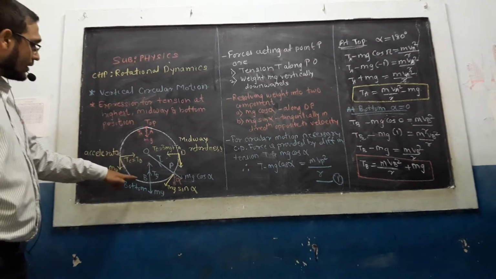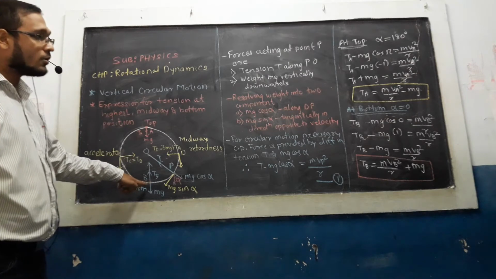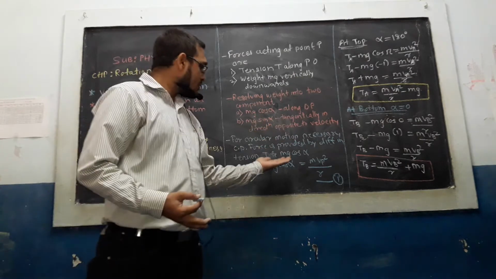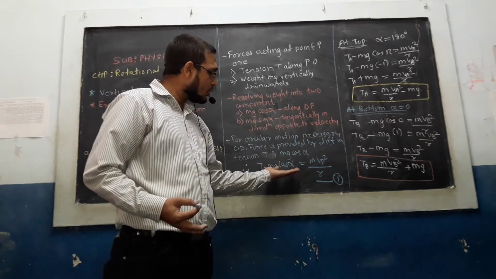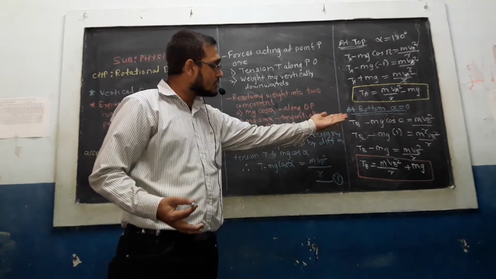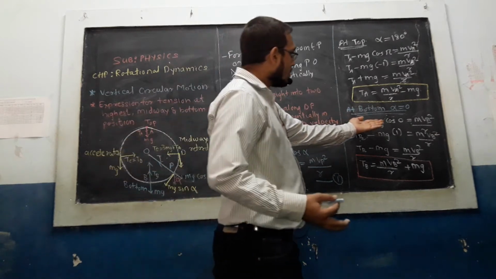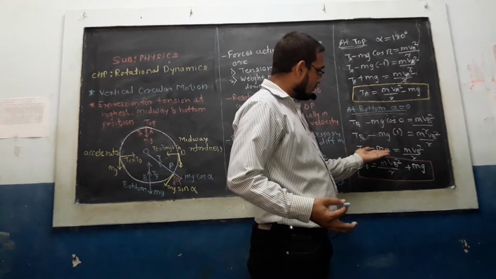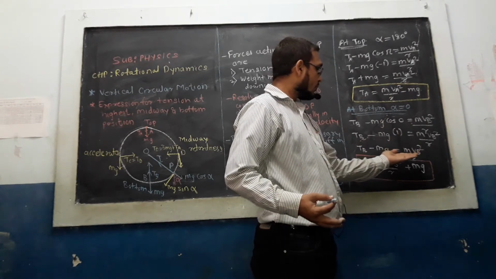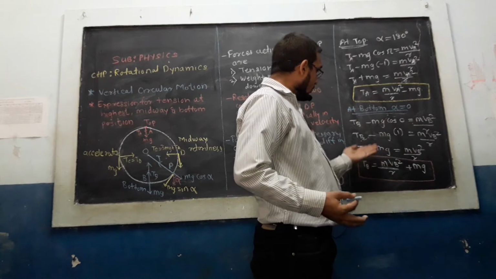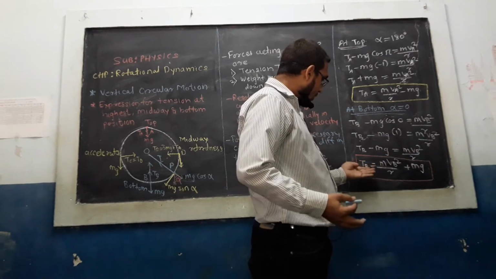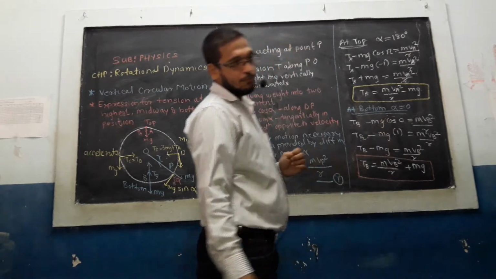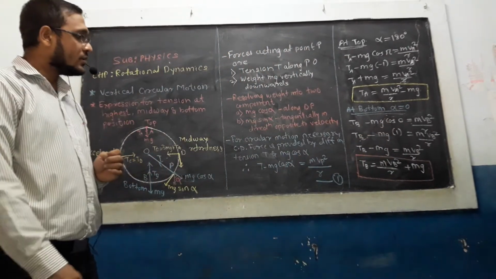Now we have to find the tension in the string at the lowest point, the bottom. Along the bottom, just we have to change the value of alpha. The value of alpha is 0. Now if you put cos 0, what is cos 0? It is nothing but 1. So we get TB minus mg equals mVB square upon r. Take this mg to the other side, and we get TB equals mVB square upon r plus mg.